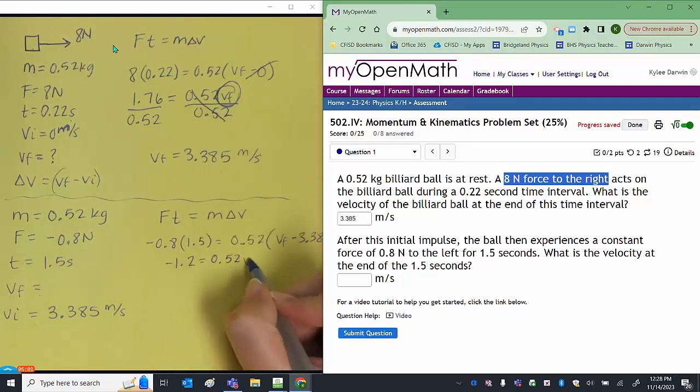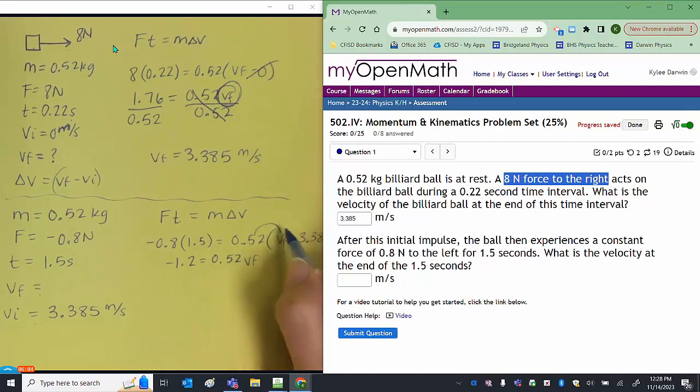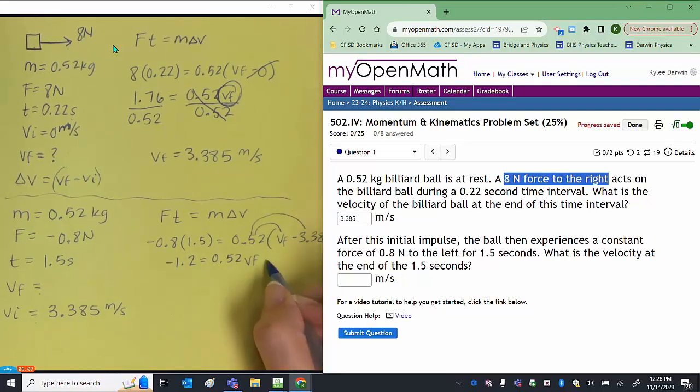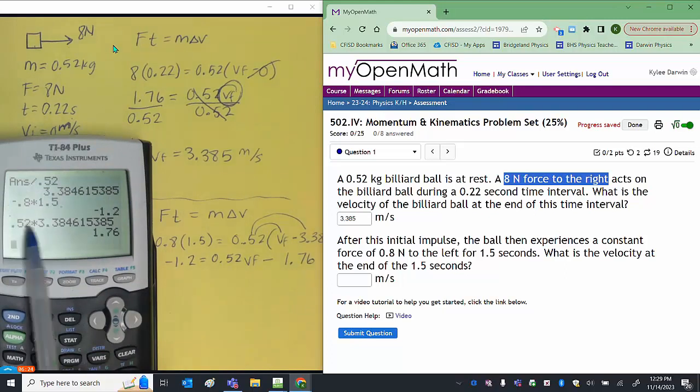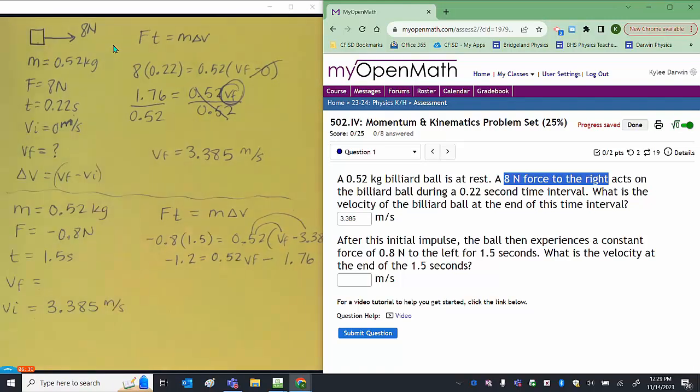0.52 VF. I'm going to actually distribute this. Okay, and then minus, because it's minus right here, so 0.52 times my 3.385. I'm going to use the value that hasn't been rounded though, minus 1.76. Okay, so again, I distributed that, and when I multiplied 0.52 times this value here, I got that, and of course I'm subtracting it.